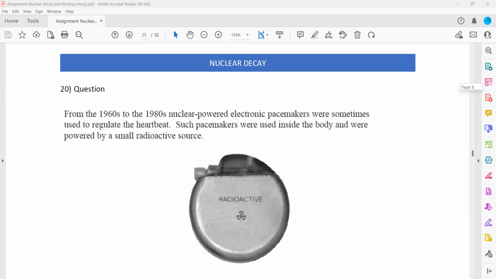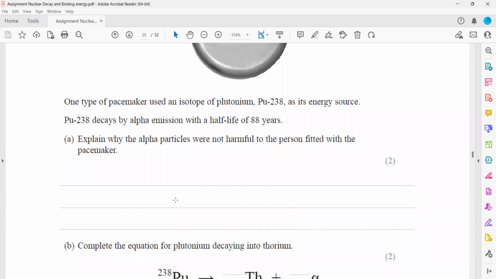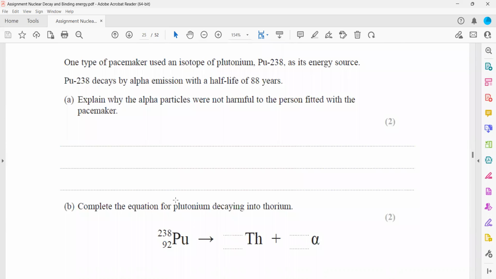In this question, in the 1960s to 1980s, nuclear powered electronic pacemakers were sometimes used to regulate the heartbeat. Such pacemakers were used inside the body and were powered by a small radioactive source. One type of pacemaker used an isotope of plutonium, plutonium-238, as an energy source. The plutonium decays by alpha emission with a half-life of 88 years. Explain why alpha particles are not harmful to a person fitted with a pacemaker.